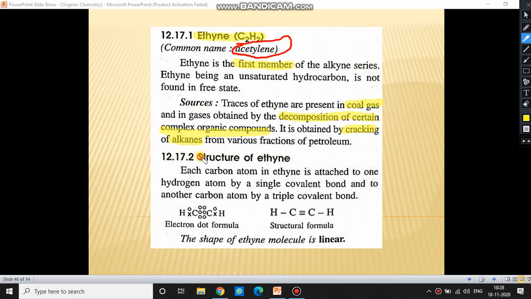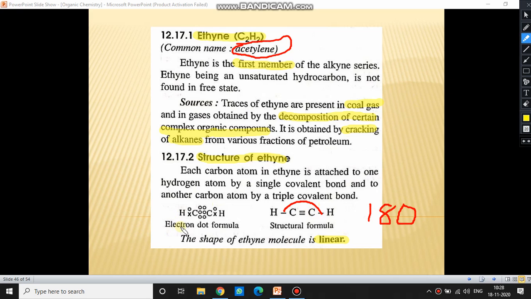Now, structure of ethyne. The shape of ethyne is linear. This is the structural formula. You can see that it is linear because the angle here is 180 degrees. Since the angle is 180 degrees, that is why it is called linear.